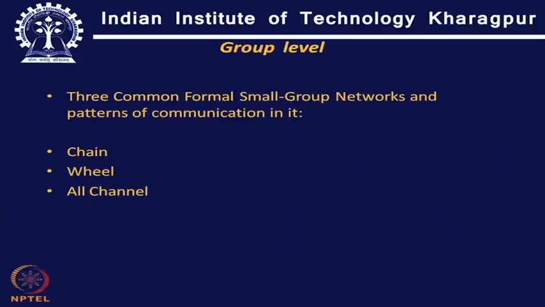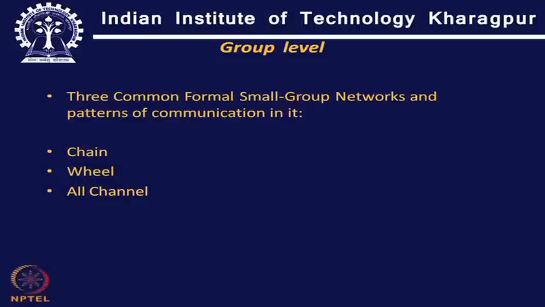When we are talking of perceptions at group levels, we are talking of three common formal small group networks in the organization, and the patterns of communication in them. The three ways to communicate in a group are: first is chain, second is wheel, and the third is all channel.